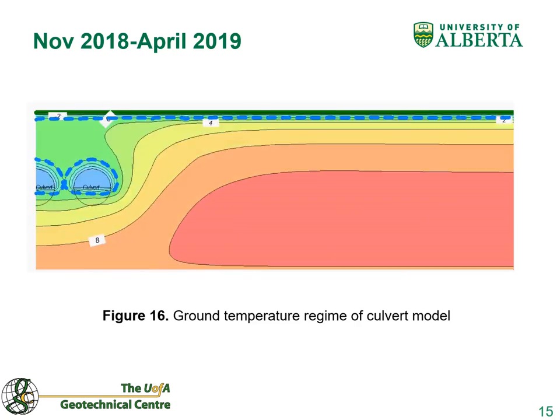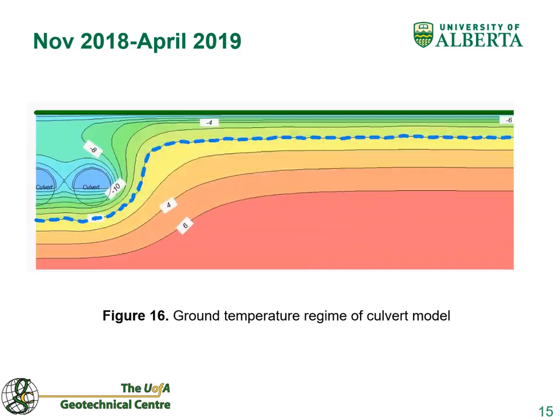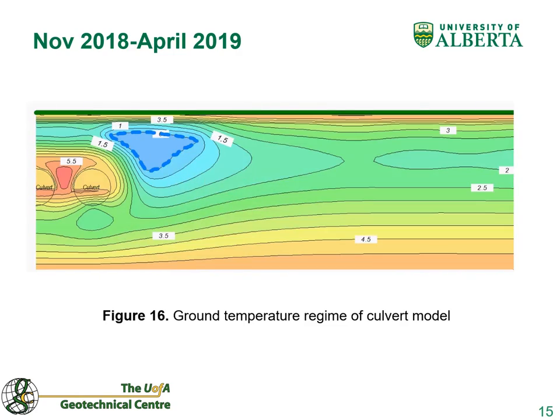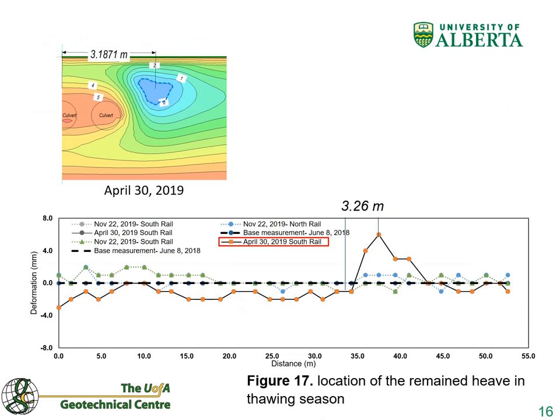Same as the basic model, the temperature regime of the culvert model showed that although the ambient temperature went up and the weather became warmer in April, a limited area in the ground was still frozen and needed more time to thaw. This frozen area is located 3.18 meters away from the culverts, while the recorded heave of the thawing season is 3.26 meters away from the culvert's location. So this frozen zone, which will totally disappear by May, could be the reason for this remaining heave.